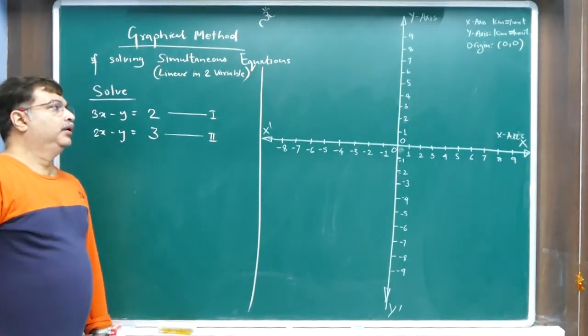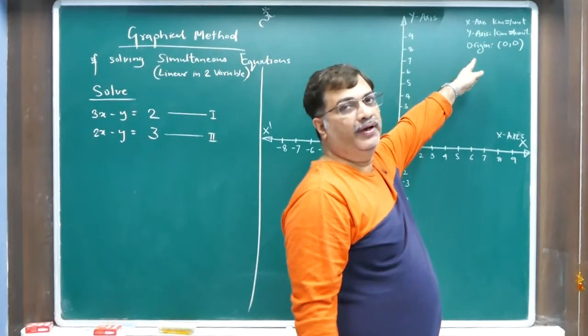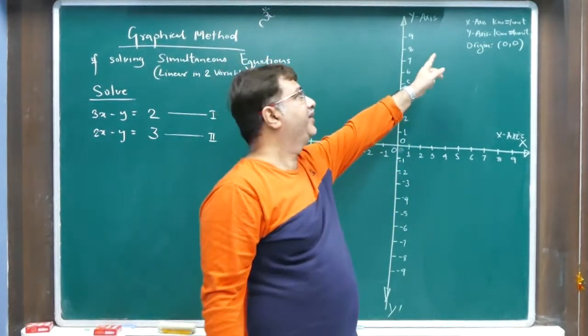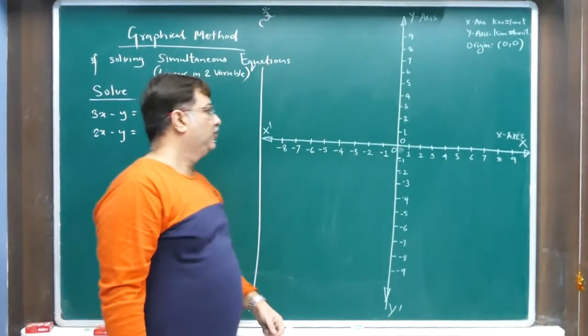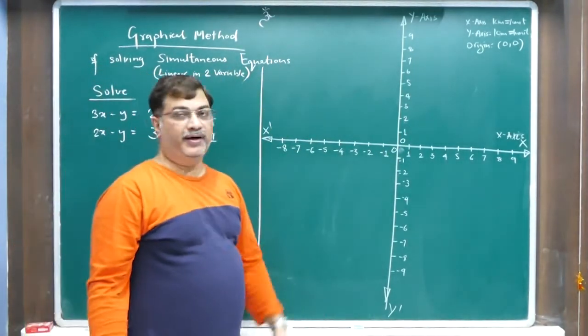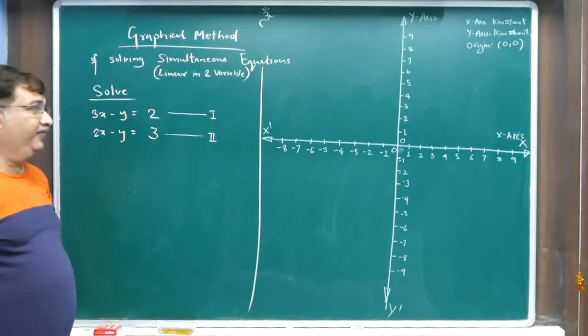So our graph is ready. You have x-axis, you have y-axis. What is the unit? 1 centimeter equal to 1 unit on the x-axis, and on the y-axis 1 centimeter equal to 1 unit. The origin is 0, 0, and then x dash, y dash. So this completes the drawing of the graph.